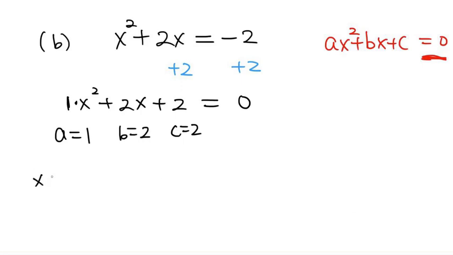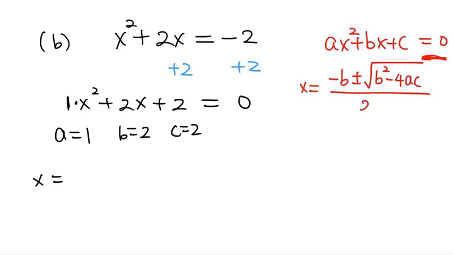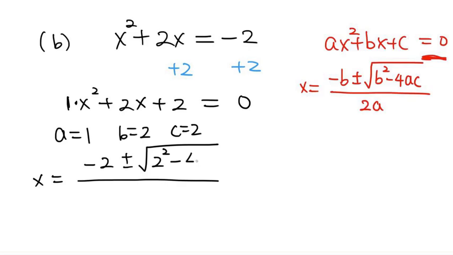So then x equals, let's review the quadratic formula again. The quadratic formula says x equals negative b plus or minus the square root of b squared minus 4ac, over 2 times a. So x equals, in this example, minus b plus or minus the square root of b squared, 2 squared, minus 4 times a, which is 1, times c, which is 2. So we have that, all of it over 2 times a, which is 1.